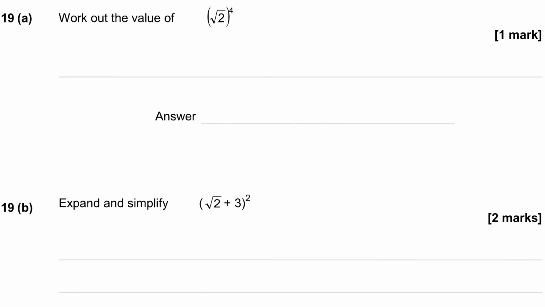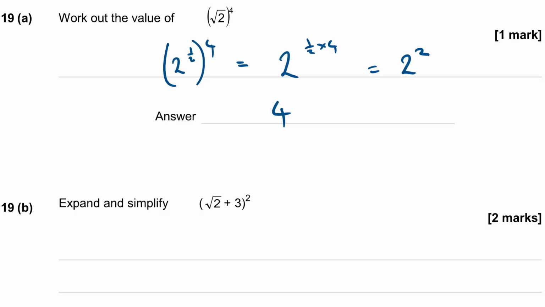19a, work out the value of root 2 to the power of 4. Well, root 2 is the same as 2 to the power of a half. So I've got 2 to the power of half raised to the power of 4. Now when I've got an index of an index like that, we multiply the indices together. So it's 2 to the power of half times 4, which is 2 to the power of 2, which works out to be 4.